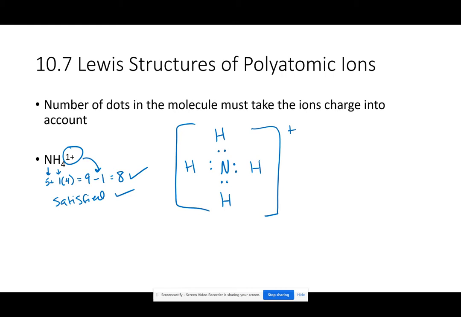Now, ammonium's not an example of this, but there are things where the same formula exists for a polyatomic ion and a neutral compound, something like sulfur trioxide, SO3. So SO3 has one particular Lewis structure, and then if it's the sulfite ion, if it has that -2 charge, it's a different Lewis structure. And so to indicate which one you have, any polyatomic ion you put in brackets with the charge on the outside.